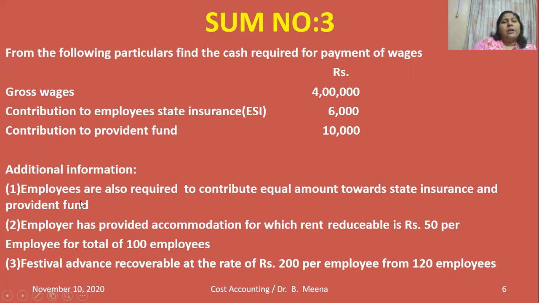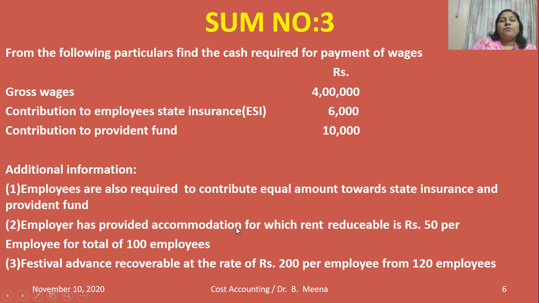Look at the additional information. Employees are also required to contribute an equal amount towards state insurance and provident fund. That means the previous two pieces of information are the contribution made by the employer. The same amount contributed by employees is told in the additional information. So which is to be considered? Only the employees' contribution is to be considered as deductions for the calculation of cash required for payment of wages.